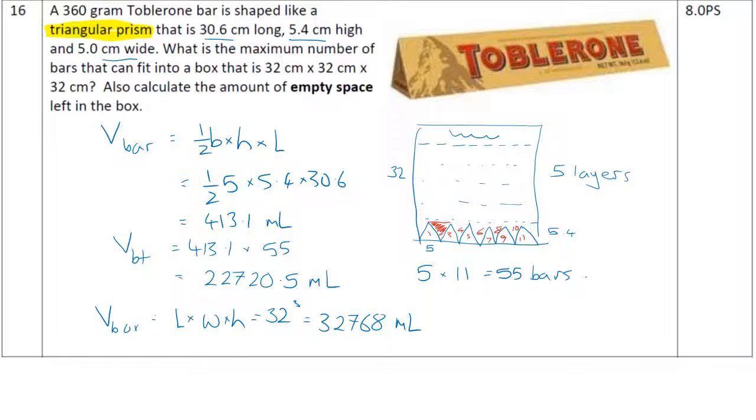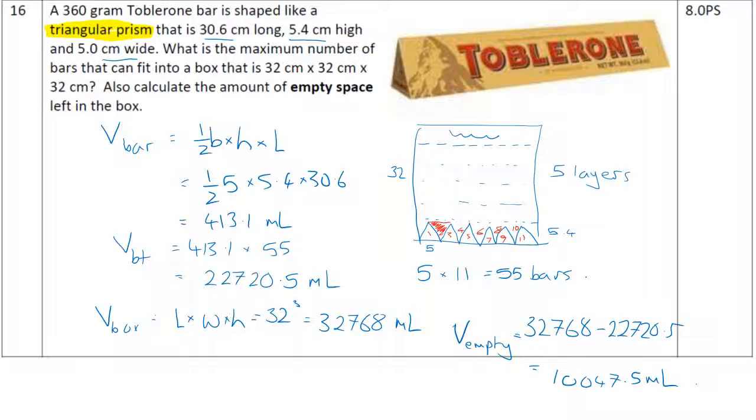Then what I want to find is the empty space in the box, and it's just going to be the difference between these two numbers. So V empty is just going to be 32,768 minus 22,720.5, and we end up with 10,047.5 mils.